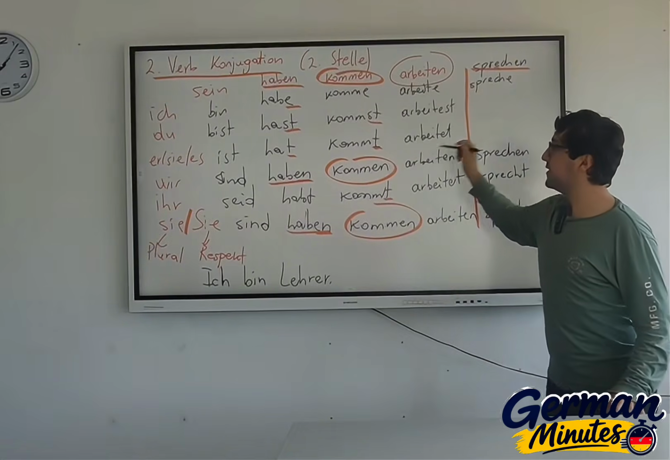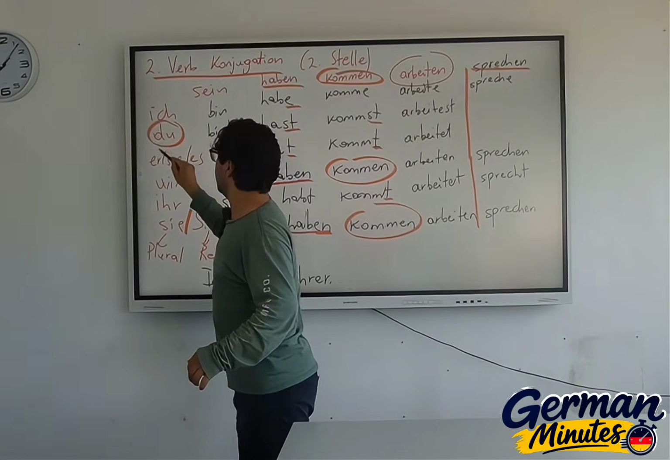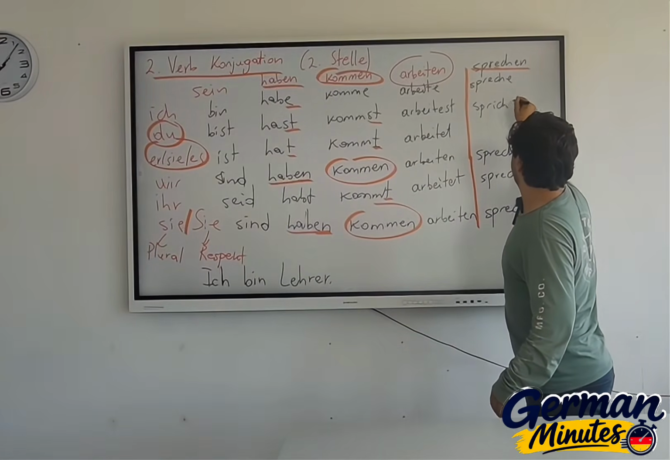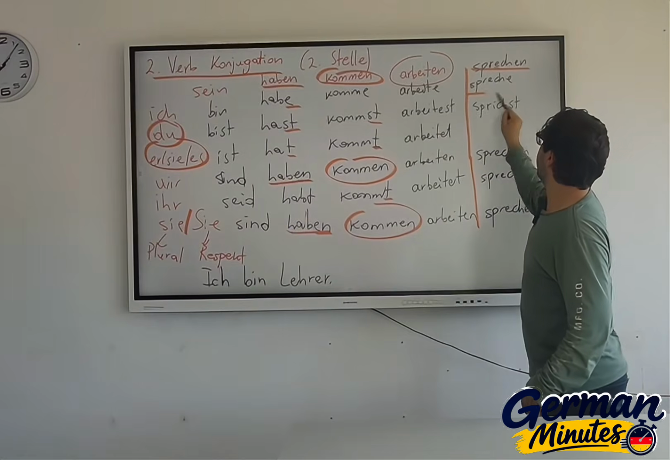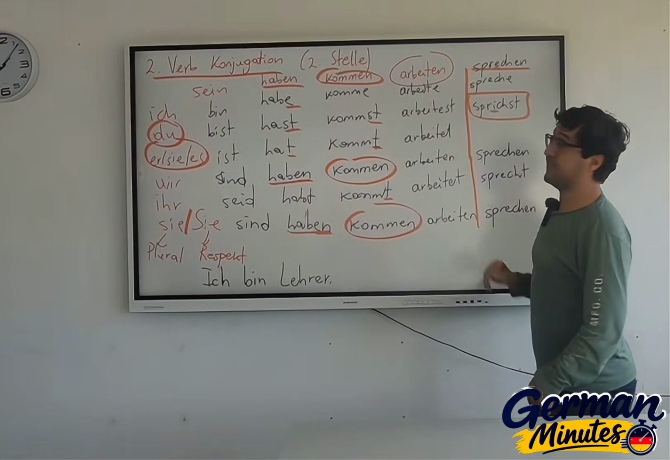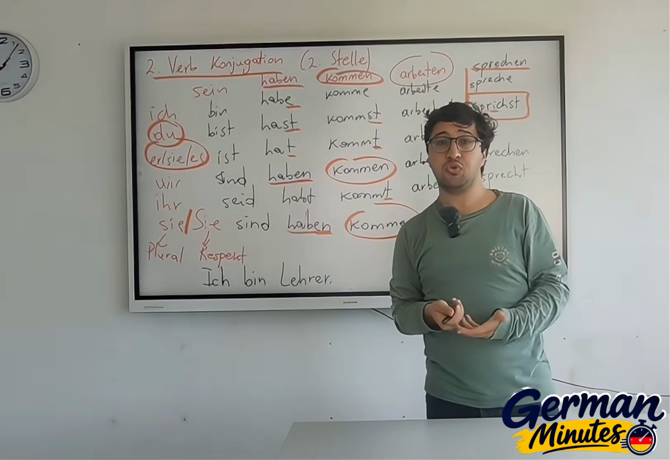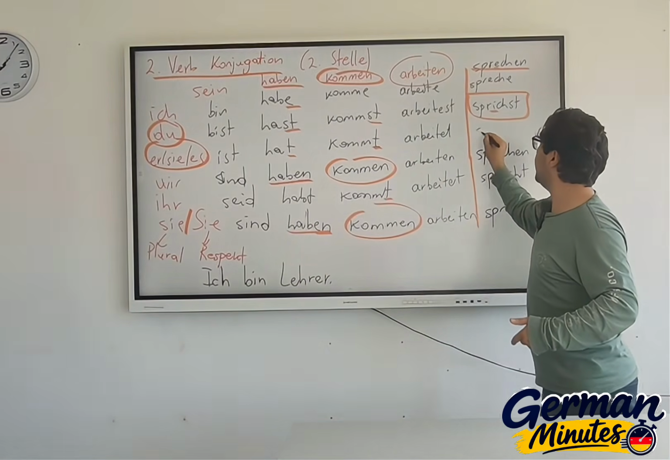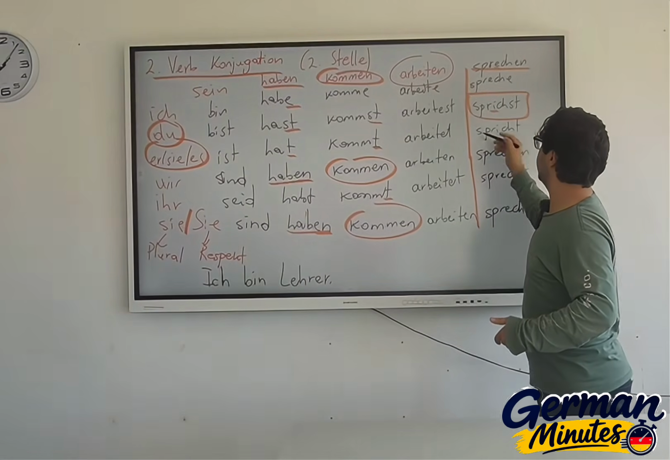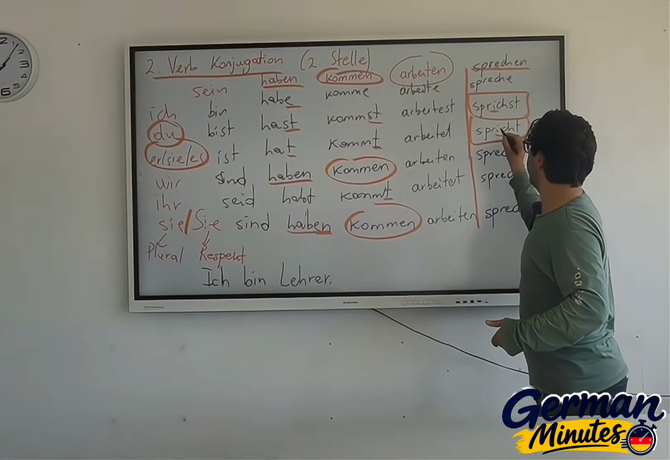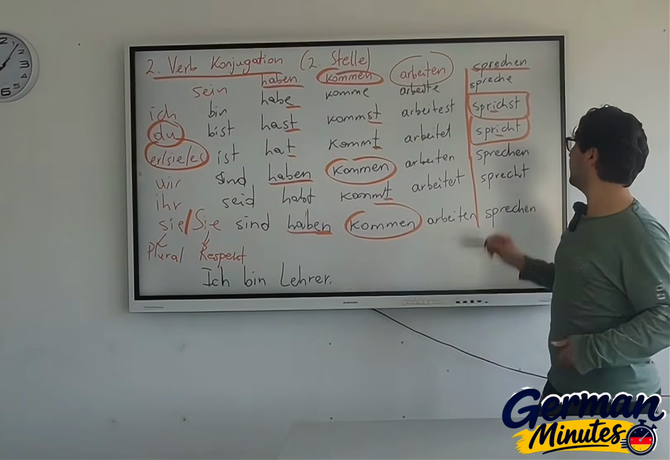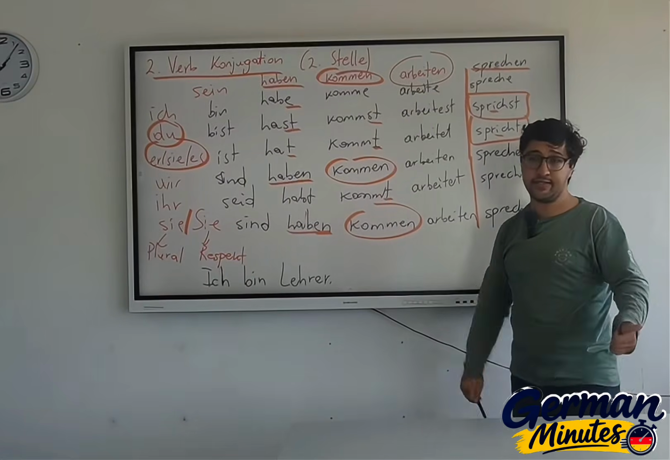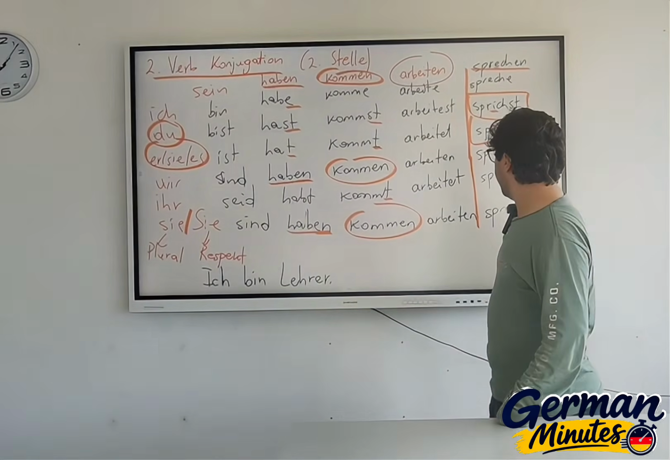So, what happens is here for du, S, ES. Du sprichst. The change happens in this case. Sprichst. Or lesen, to read. Ich lese, du liest. Sprechen, sprichst. Und hier auch spricht. Then again we have spricht. The difference happens always with du, SES when we have words like sprechen, lesen und so weiter, etc.